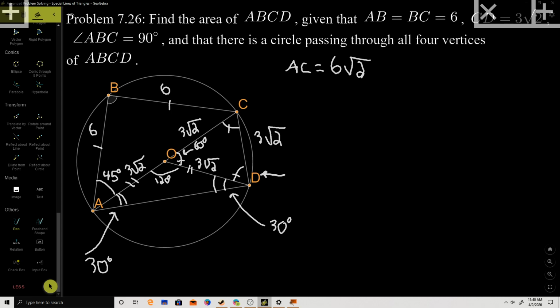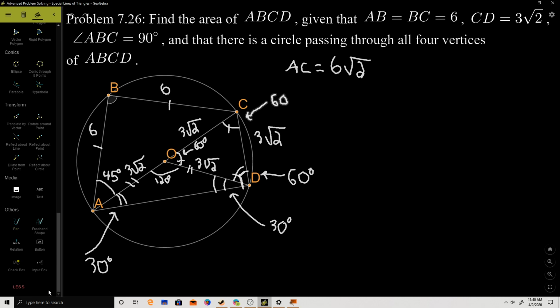But I know that this is 60 degrees, which means that this whole angle is a right angle. 30 plus 60 is 90. I also know that this is 60 degrees, which means we have a 30, 60, 90 triangle.